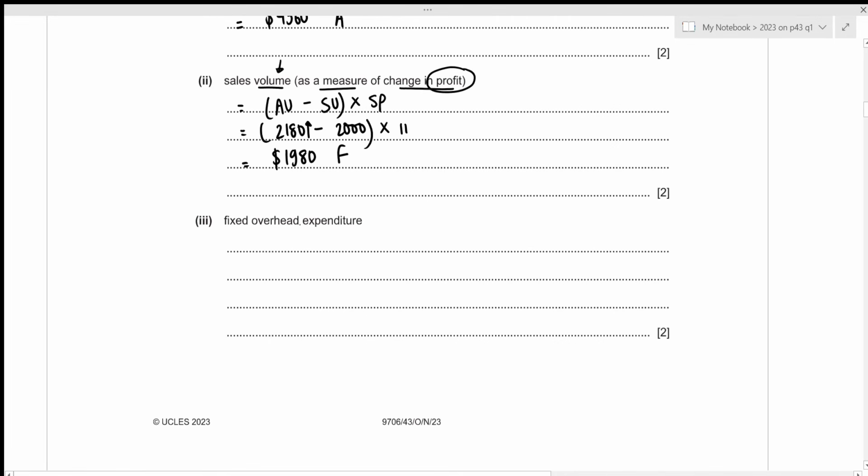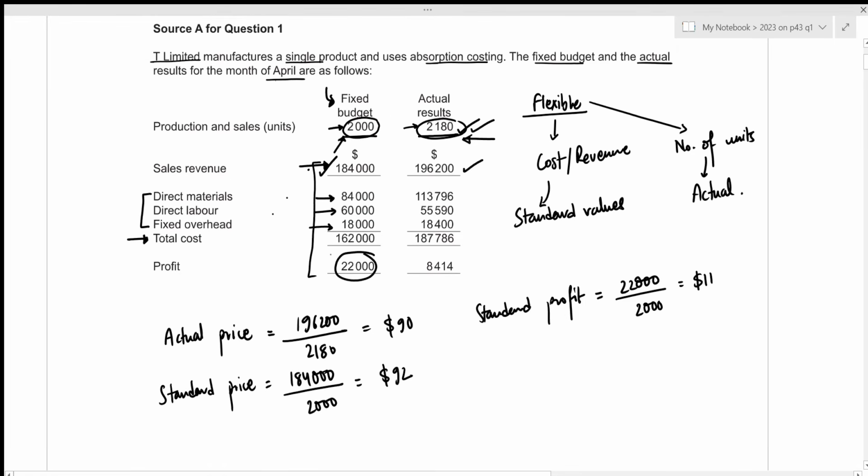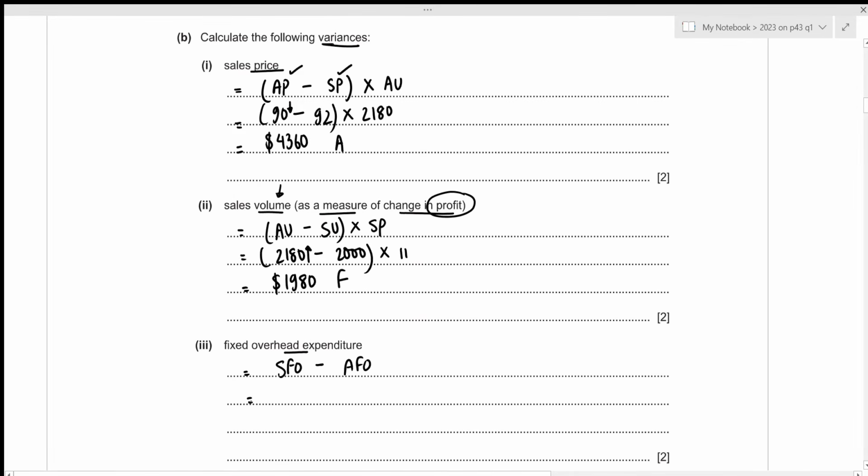Then we have the fixed overhead expenditure. So this is quite simple. We just need to compare the standard fixed overhead to the actual fixed overhead. And both of these values are given in the statements above. So for the standard fixed overhead, we have 18,000 and the actual one is 18,400. So 18,000 minus 18,400, which means that this will give a negative value of 400. And since this is negative, this will be an adverse variance.